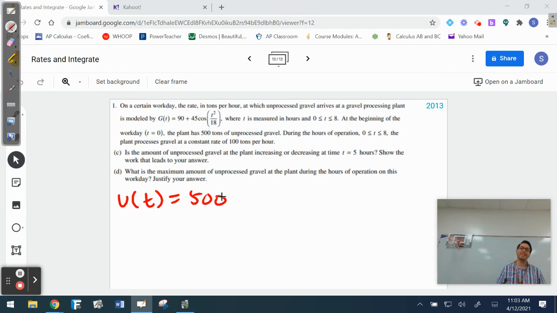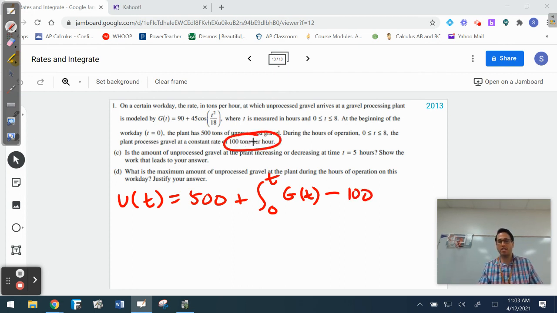Since it's a max or a min, I'm going to have to find a derivative. But first, I need an equation for the total amount of unprocessed gravel. And that will be 500 plus the integral from 0 to T of G of T minus 100, because you've got your unprocessed gravel coming in, but then you're processing it, which lessens the load. And it's just 100 because it says 100 tons per hour. That's all I got to do.